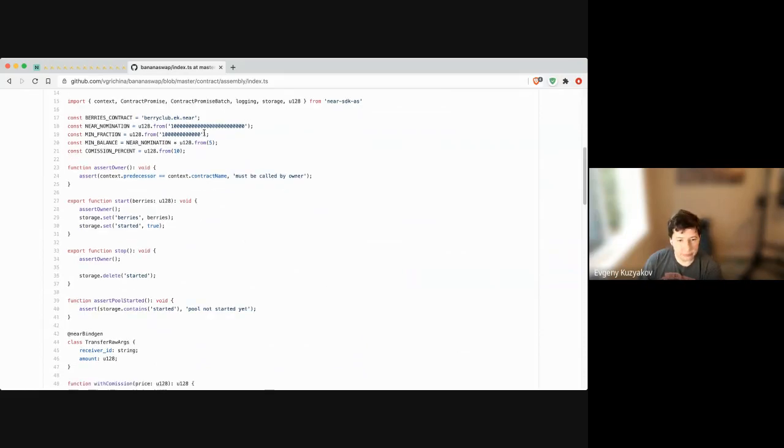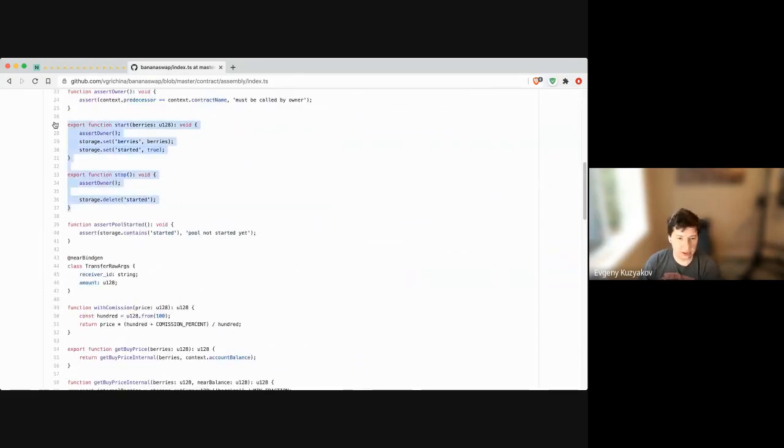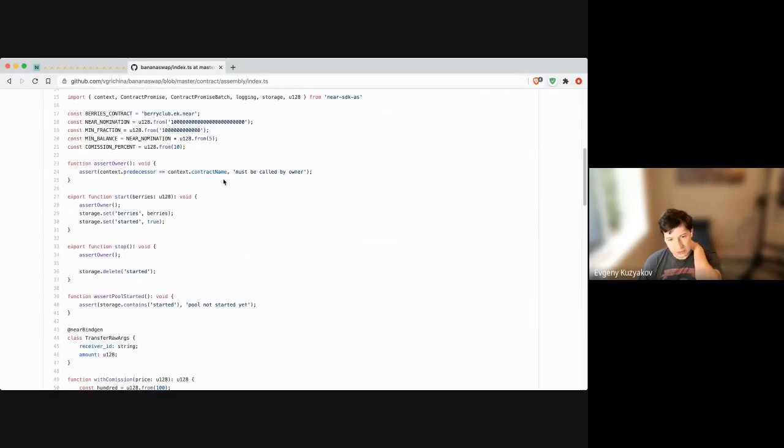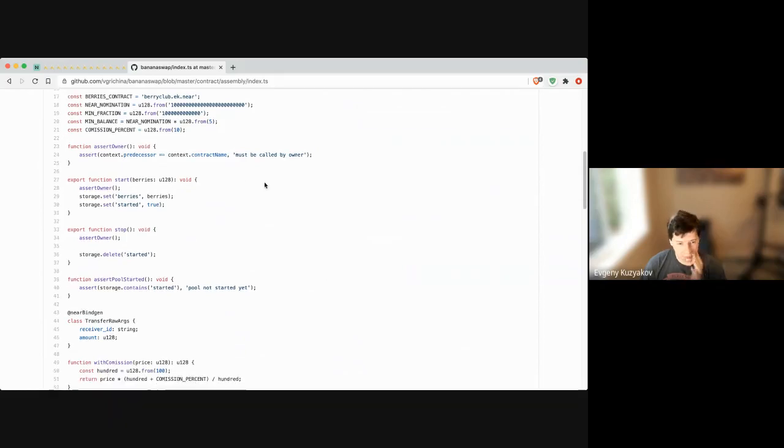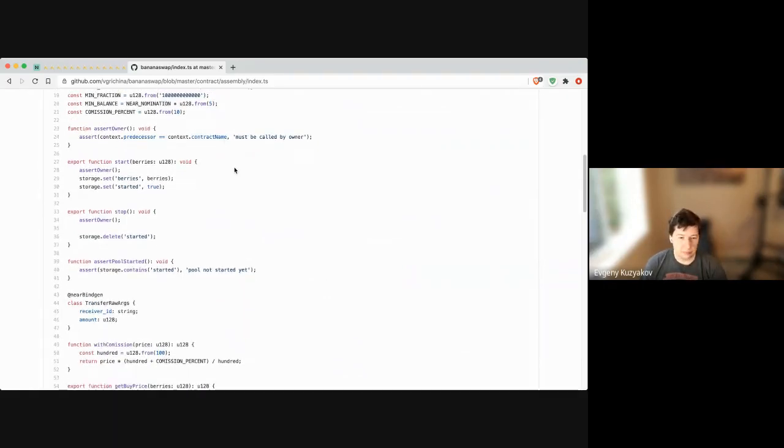Now, the way it works, there are two methods, start and stop. The owner can start the contract and the owner can stop the contract in case something goes wrong. The owner is checked by whether it's called by itself. So I assume Vlad has the keys to this contract, so he can stop it if needed. It initializes the amount of berries the contract has and sets this as the initial liquidity.